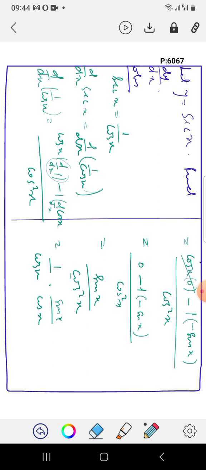I hope you understand that. We split this into 2 to give us this denominator, and this one remain as they are. So this on its own is sec x, and this on its own is tan x: sec x tan x. So that's our final answer for that.